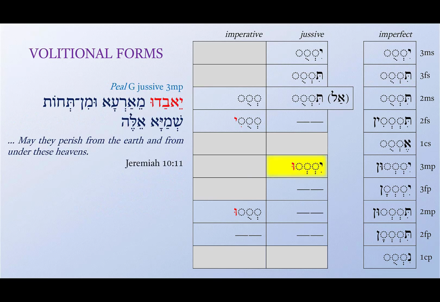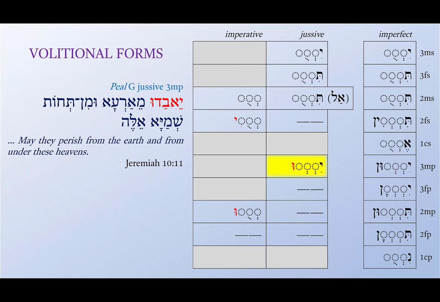Okay, next up, let's look at the third masculine plural. Now we're going to see a difference here. Notice in the imperfect form there's a shurek vav nun suffix, and then I have the shurek vav suffix in red, but there's no nun. Okay, so the nun drops for third masculine plural. So this is interesting. In Biblical Aramaic, the distinctive nun of the third masculine plural suffix there is not present.